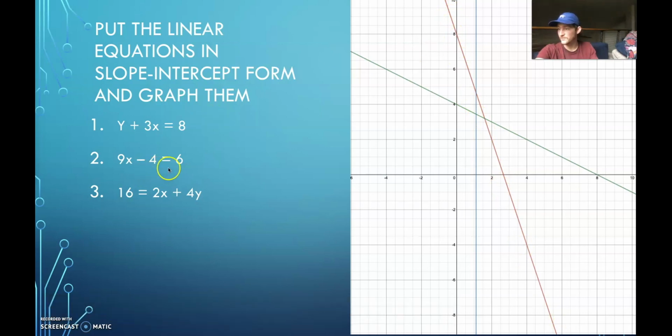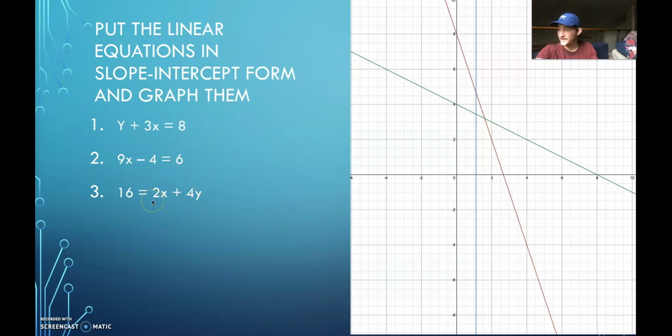And then 9x minus 4 is equal to 6. So here, this is a one-variable equation. And so here, if we add 4 to both sides, this becomes 9x is equal to 10. And then we can divide both sides by 9, and x is equal to 10 over 9. So as you can see, this blue line that goes straight up and down is going to represent our equation for number 2.